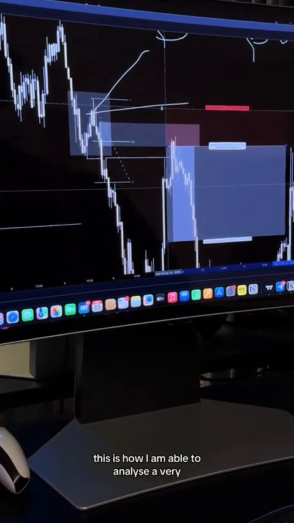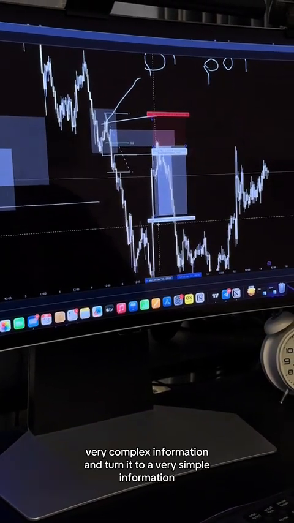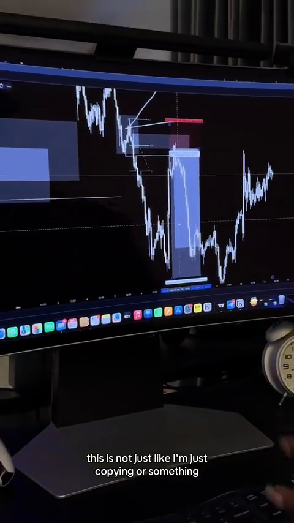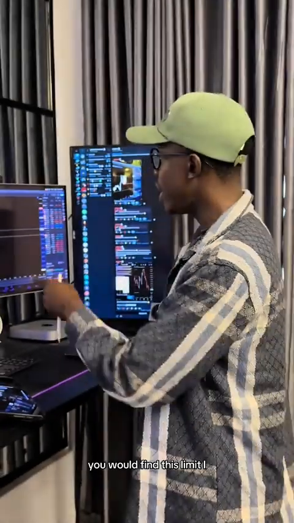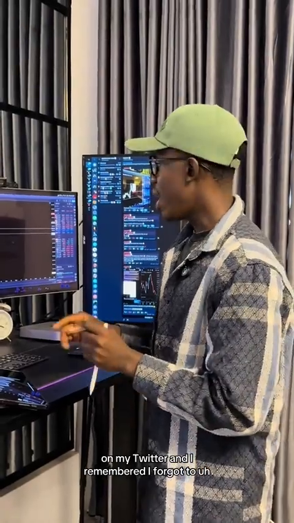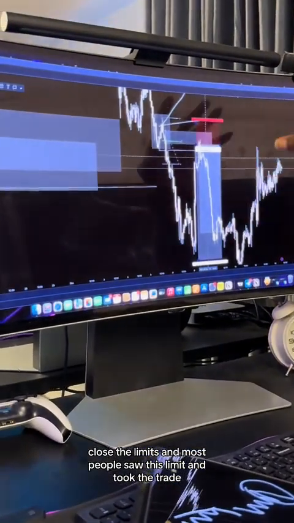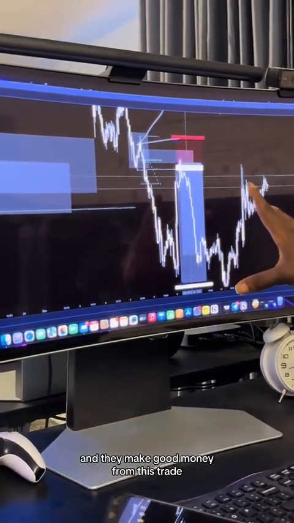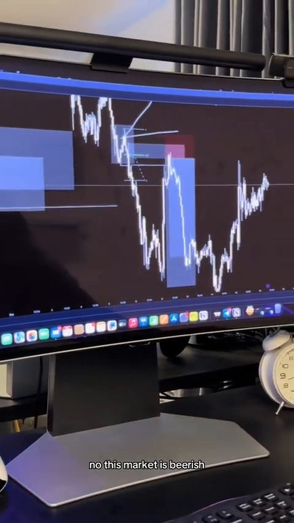This is how I am able to analyze very, very complex information and turn it to very simple information. This is not just like I'm just capping or something. I remembered if you guys are on my Twitter, you would find this limit. When I made some profit and I shared it on my Telegram, on my Twitter, I remembered I forgot to close the limit. And most people saw this limit and they took the trade and they made good money from this trade. Very good one. So you can see how I was able to break this down. Now, this market is bearish.